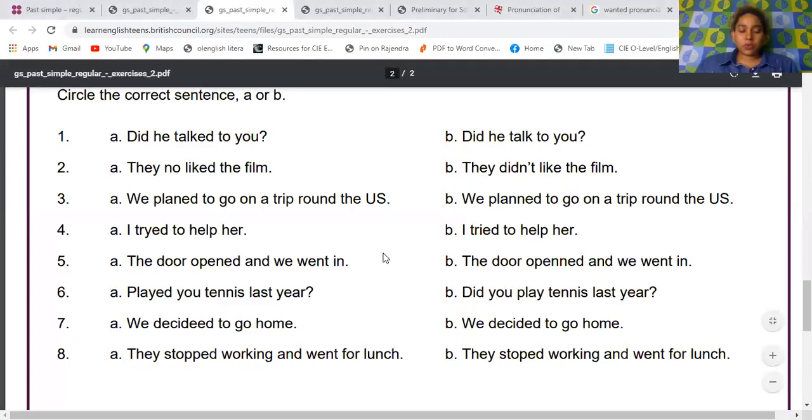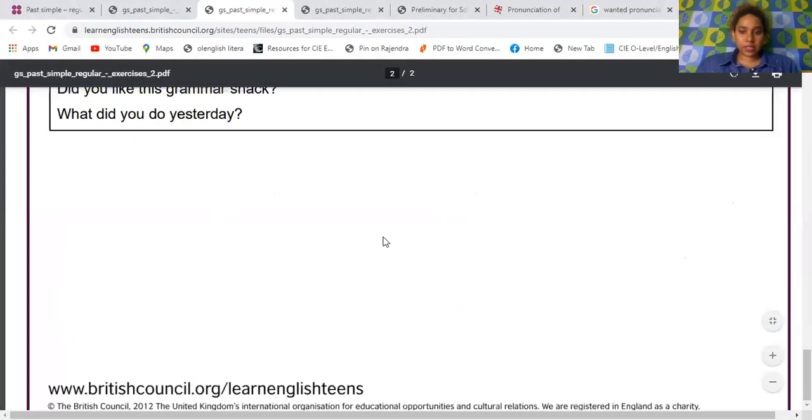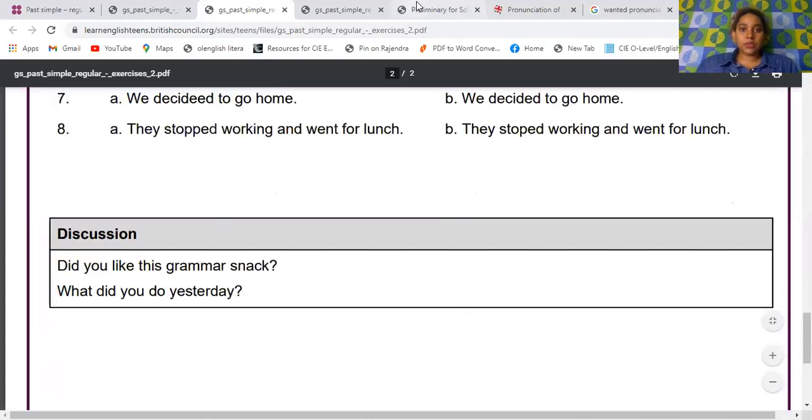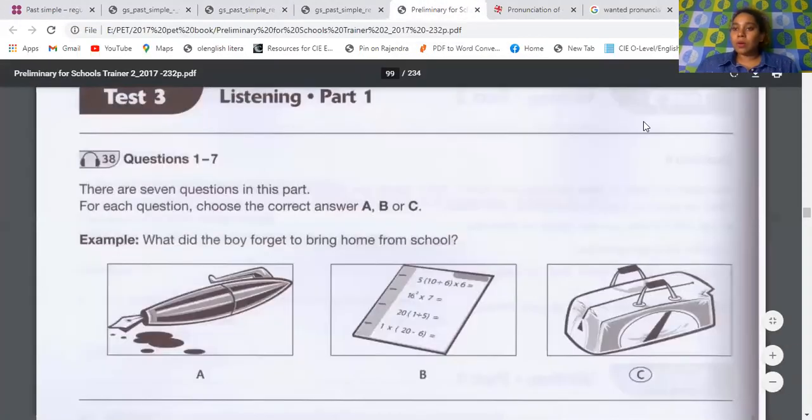And moving on, do we have any other activities? No. So let's do some listening now. 8 and 7. That's great.